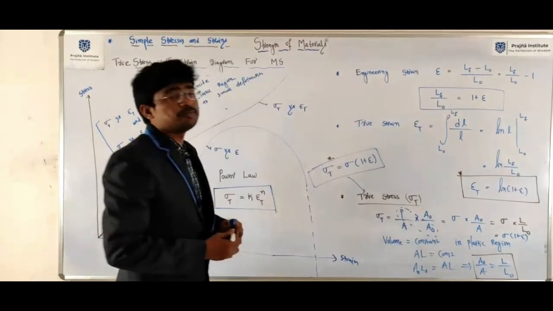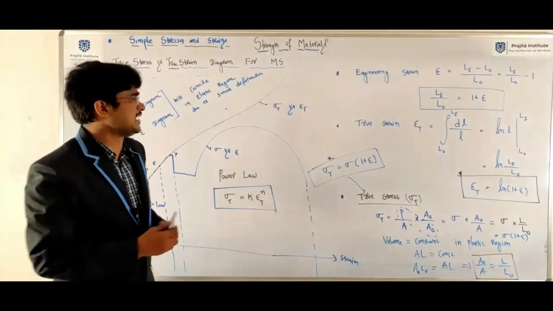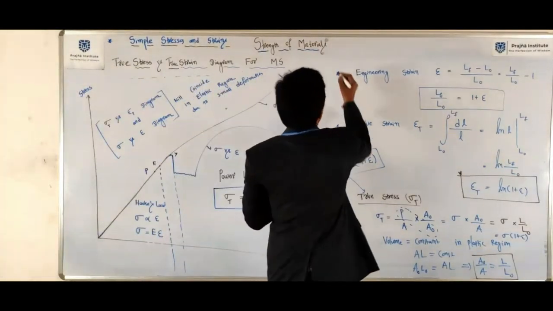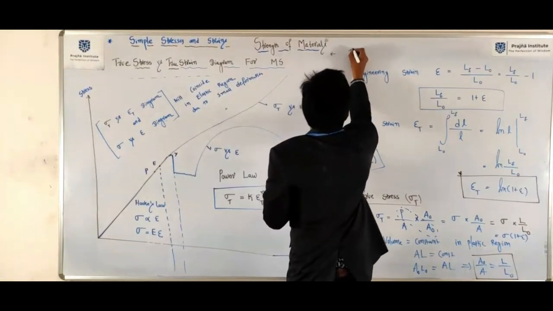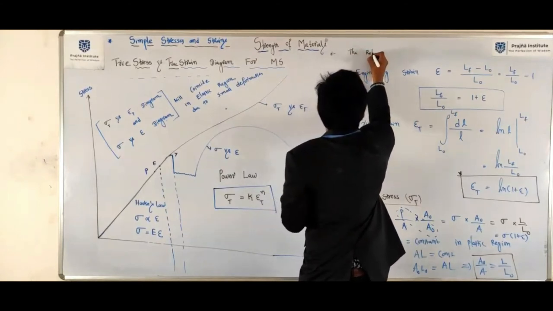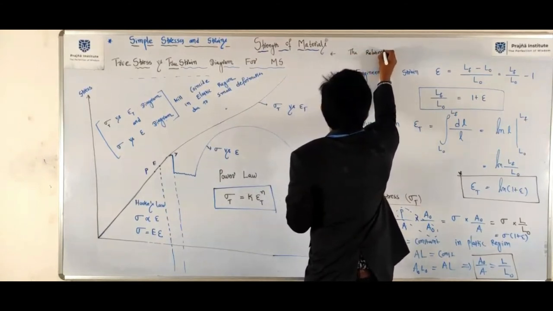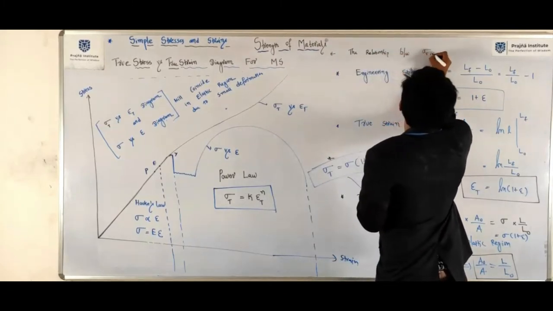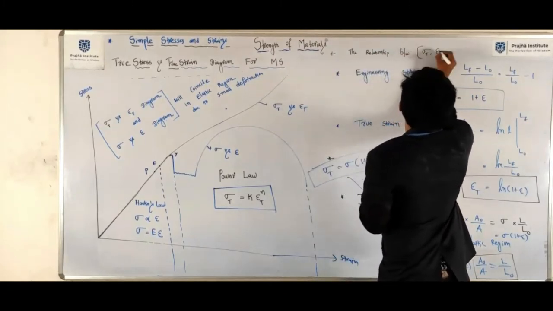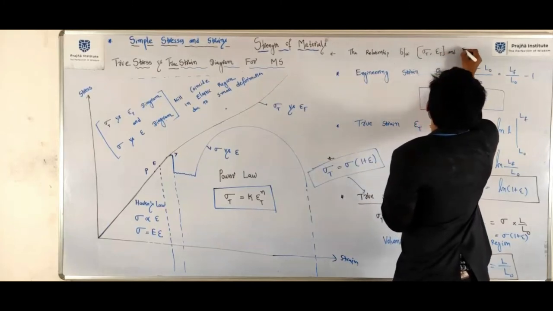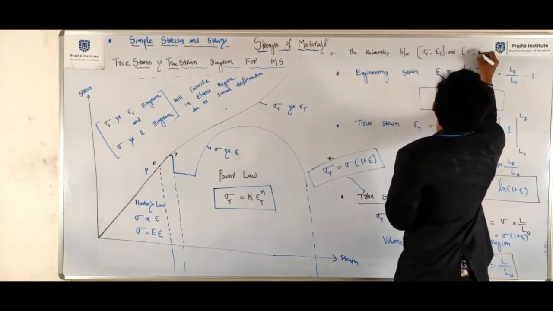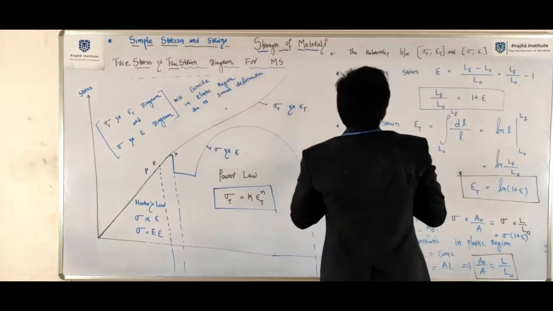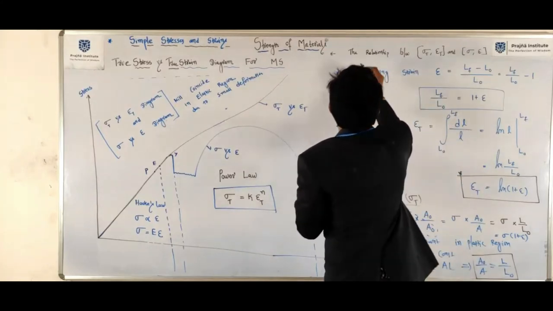You can write down the title: the relationship between sigma T, epsilon T, and sigma, epsilon. This is very, very important.